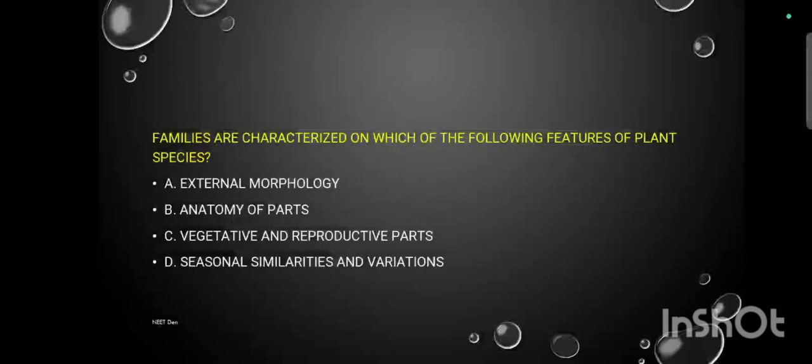Question: families are characterized on which of the following features of plant species? Option A, external morphology. Option B, anatomy of parts. Option C, vegetative and reproductive parts. Option D, seasonal similarities and variations. So the correct option here is option C, vegetative and reproductive parts.